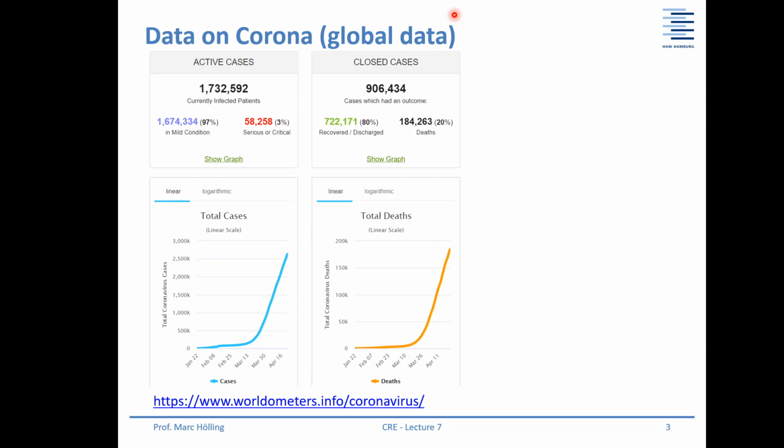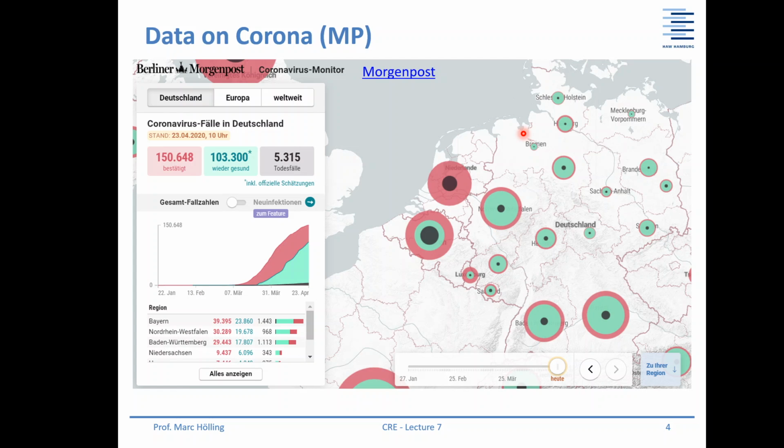If you are interested in global data, then I go to Worldometers. There you can see, I think it was data from this morning. So from what date do we have? 23rd of April, so 1.7 million active cases. And for Germany, I have a look at the homepage from the Morgenpost. There it is said that we have like 150,000 cases in Germany.